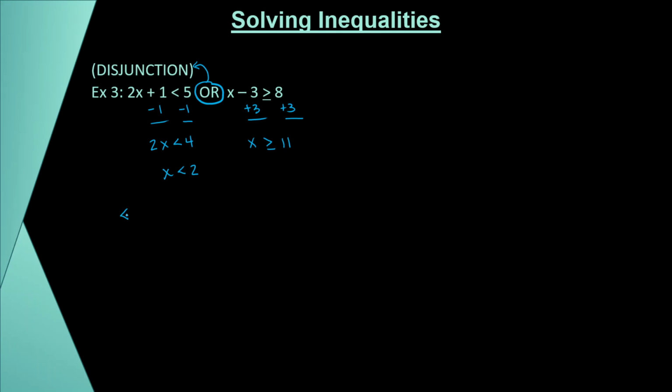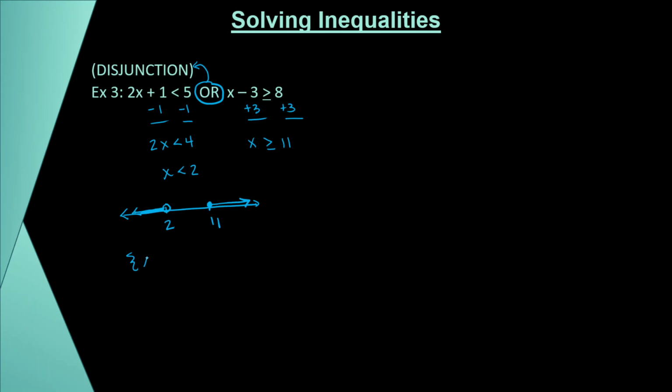Okay, so on a number line, let's put a 2 and an 11. To go less than 2, I'm going to start at 2 and go to the left. So less is left. And then I'm going to do x greater than or equal to 11. I'm going to start at the 11, and I'm going to go to the right. Now notice I put an open circle on the 2 because it can't equal it. I put a closed circle on the 11 because it can.